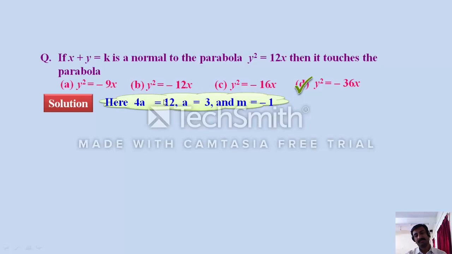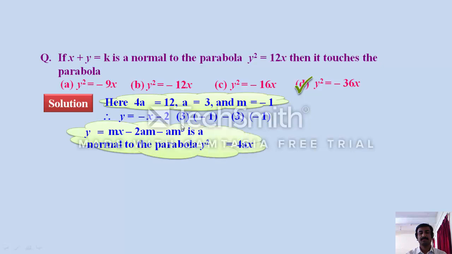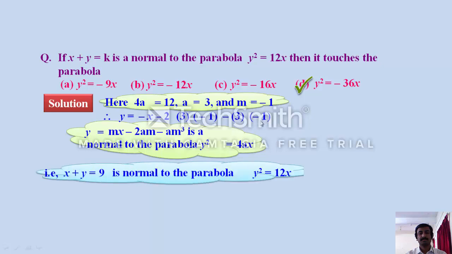First, in this problem I find the value of k. Why? Because I want the equation of this normal first. If I know the equation of the normal, I can easily find the equation of the tangent, correct? The equation of the normal is y equal to mx minus 2am minus am cube. Substitute all the values here: a is 3, m is minus 1, and minus 1 cube is minus 1 only, correct? Then we get the equation x plus y equal to 9 as a normal to the parabola.